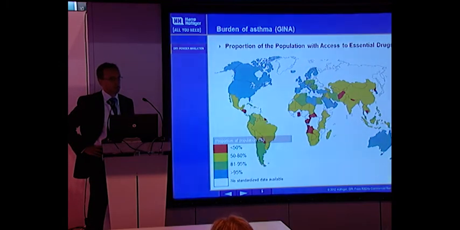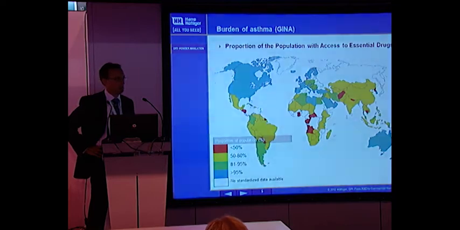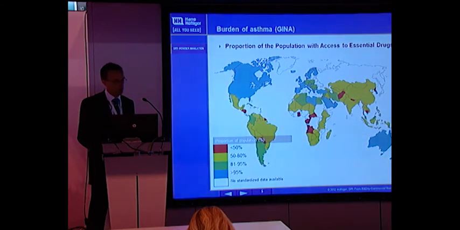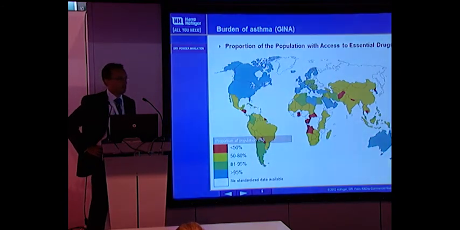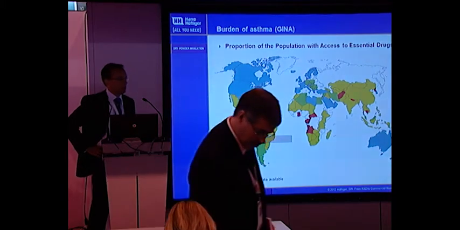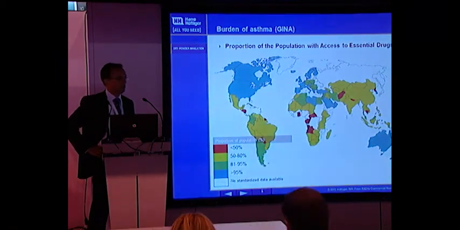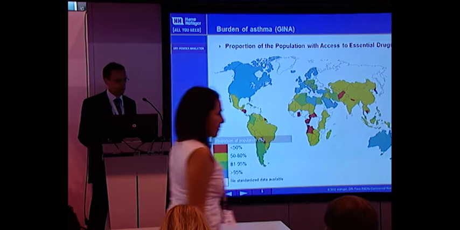So still, especially for dry powder inhalation, which is a very important treatment for asthma patients, there are hardly any products available in those countries. And if they are available, then they are only available at very high prices, so they are not affordable to the people in these countries.